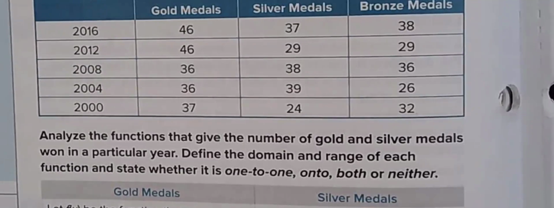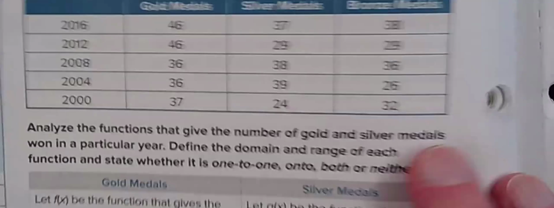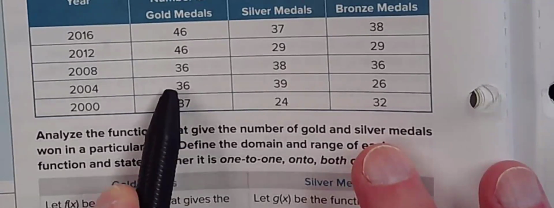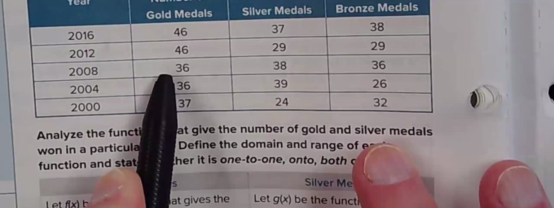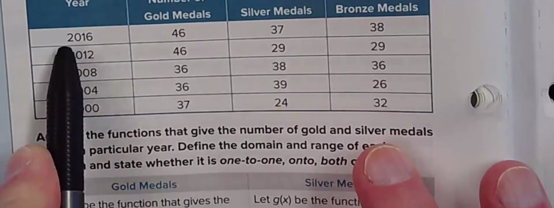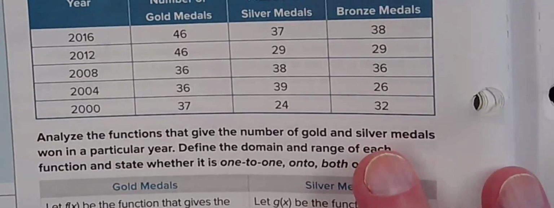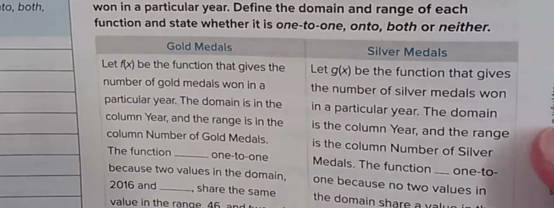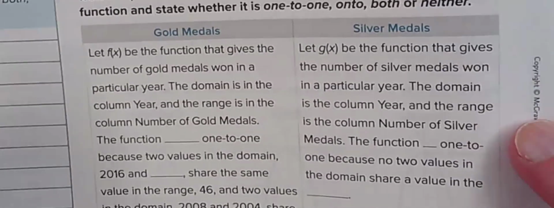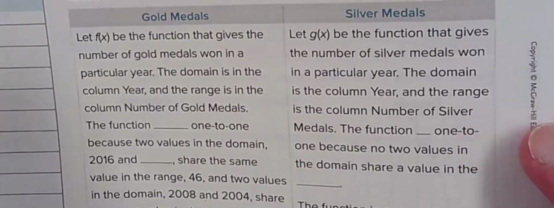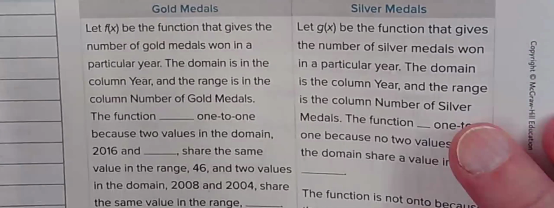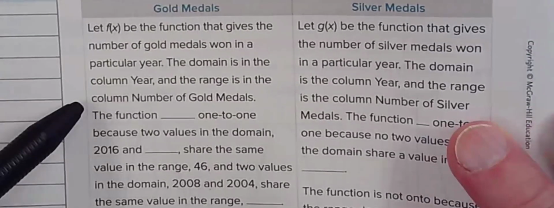So let's talk about gold medals for a second. In 2000, there were 37 gold medals won. In 2004, there were 36 gold medals won. In 2008, there were 36 gold medals won. In 2012, there were 46. And in 2016, there were also 46. So let's take a look at gold medals down here on the left. Let f of x be the function that gives the number of gold medals won in a particular year. The domain is in the column year. So the years would be the domain values x. And the range would be the number of gold medals.